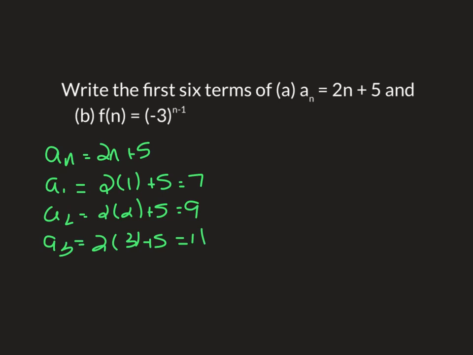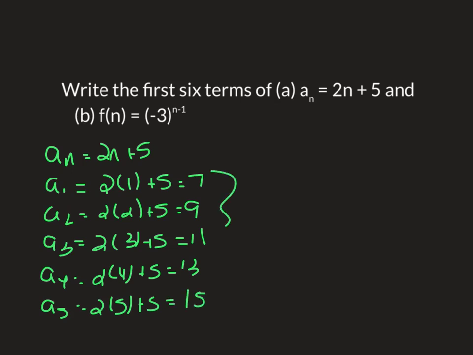You see the pattern developing over here? A4. Put the 4 where the n was. Plus 5, that's 13. I'm going to stop at the 5th term because I'm running out of room. 2 times 5 plus 5 is 15. So look at the answers I got: 7, 9, 11, 13, 15. That is a sequence. Okay, there's an order there.